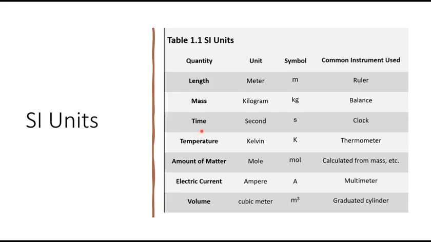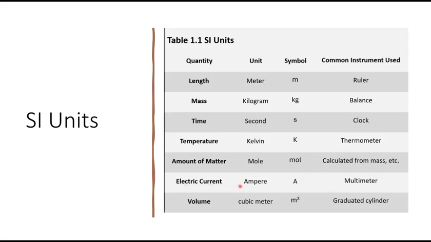The SI unit for time is second, with the symbol lowercase s. We may use clocks or stopwatches as instruments to measure time. The SI unit for temperature is Kelvin. The symbol is uppercase K, and the common instrument that we use to measure temperature in degrees Celsius or degrees Fahrenheit is a thermometer. The amount of matter is measured using the unit of mole, and the symbol is mol. We oftentimes obtain the number of moles of substances calculated from masses.